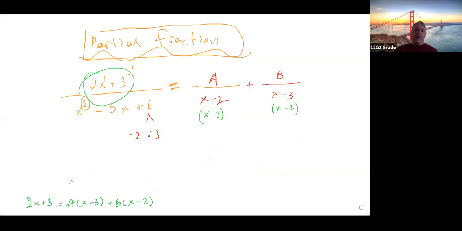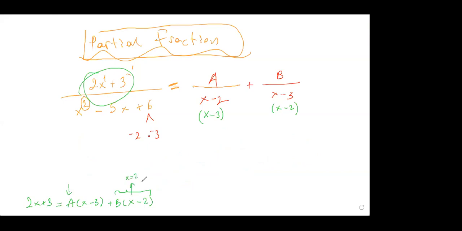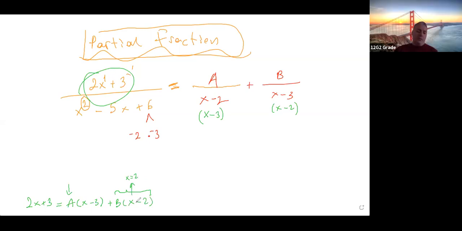If I want to find only A, there mustn't be B. How can B disappear? If I choose x is 2. When x is 2, 2 minus 2 is 0, 0 times B is 0. 2 minus 3 is negative 1, negative 1 times A is negative A. This equals 2 times 2, 4, plus 3, 7. So A is equal to negative 7. That's it, we found A quickly.